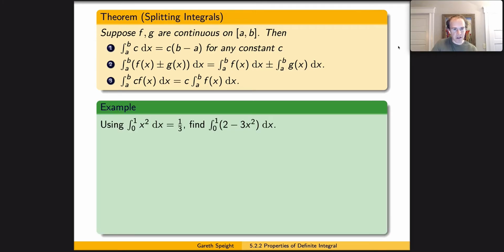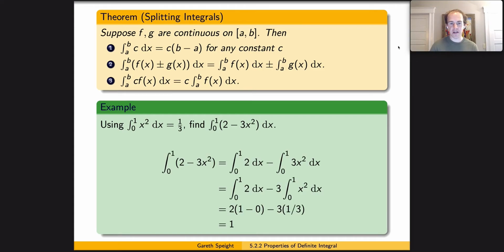Okay, so here are some examples. Since we know that the integral from 0 to 1 of x squared is 1/3, let's try to use that to compute the integral from 0 to 1 of 2 minus 3x squared. Okay, so we are going to start off by splitting it. So we said that here we have two functions. We have 2 and we have 3x squared. We can split the difference.